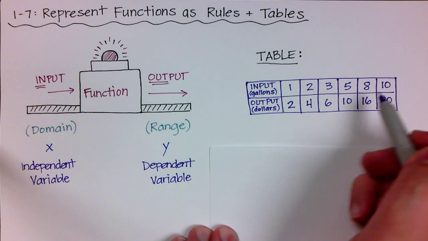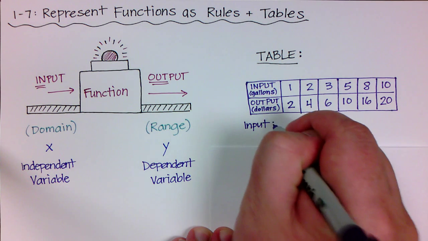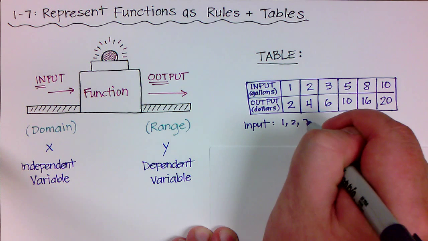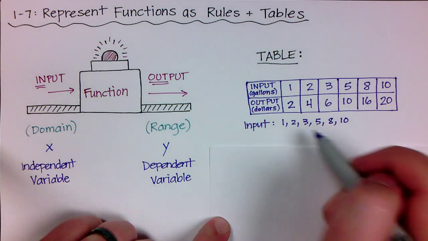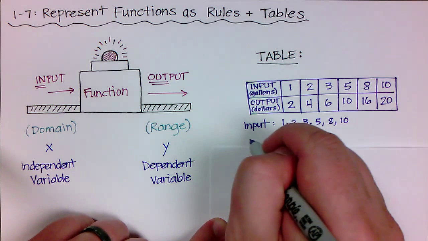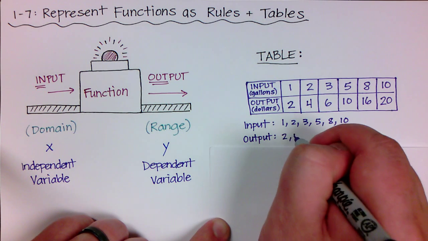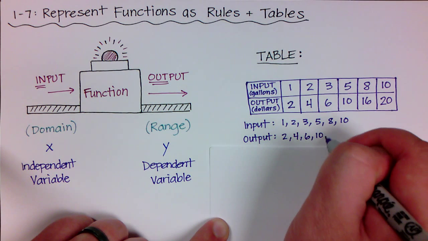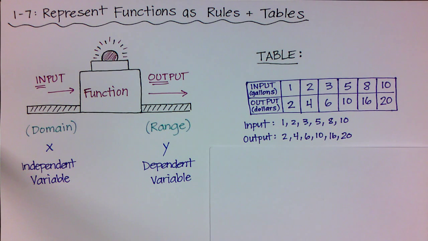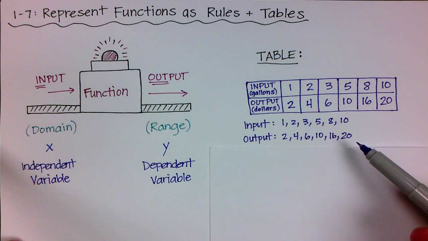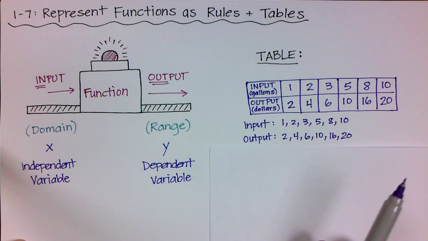So I can see just by looking at this table that the input are the numbers 1, 2, 3, 5, 8, and 10. It's only the numbers that I plugged in. And then the output would be the numbers 2, 4, 6, 10, 16, and 20. So for every example that you have, you're going to have a different input and a different output. It just depends on what numbers I chose to use for my input.